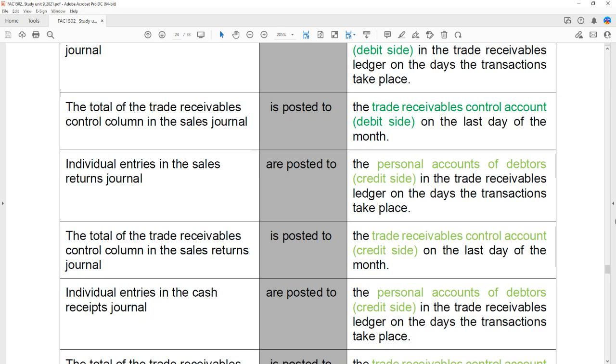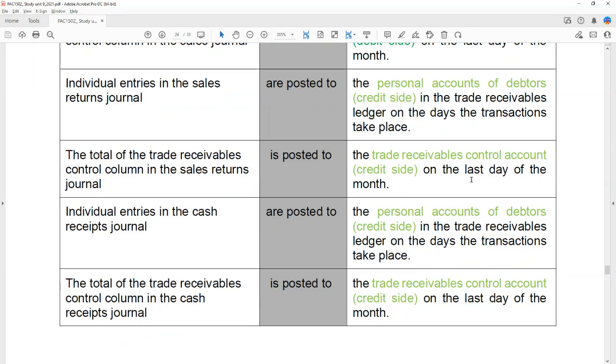So you can't do that on a daily basis. It's only at the end of the month, where you have totaled your sales returns journal, that you will do that single entry for the whole month. Whereas during the month, every day you had to record the specific entries for the specific debtor that took place on that day to their specific account in the trade receivables ledger.